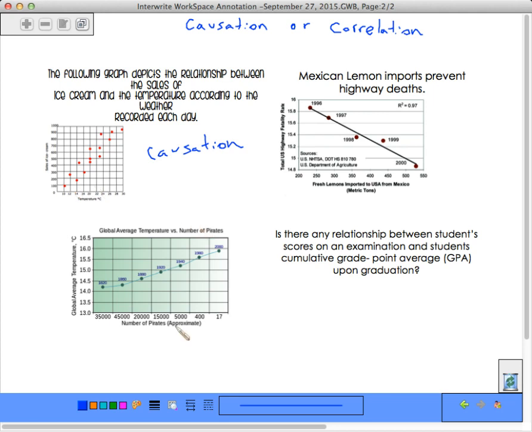Compared to this one over here where it says Mexican lemon imports prevent highway deaths. And it shows that the more lemons we import, the fewer people are going to die on the highway, which is probably not really true, okay? Even though this has a very strong correlation, you can see our R number is very high here, very close to 1. How many lemons get imported does not affect how many people die on the highway. So this is just a correlation.